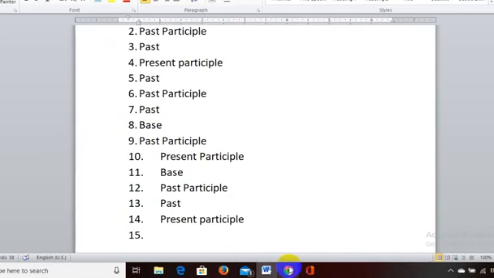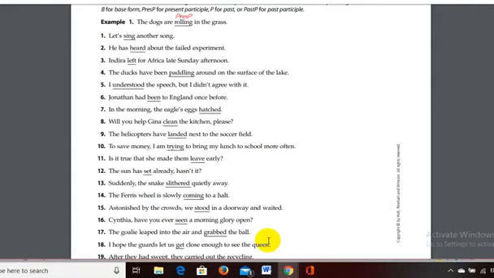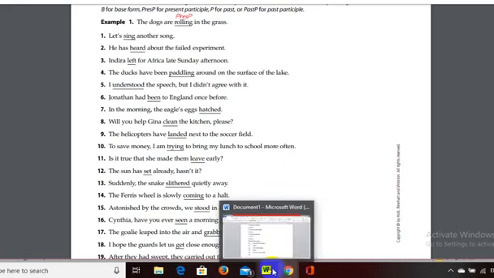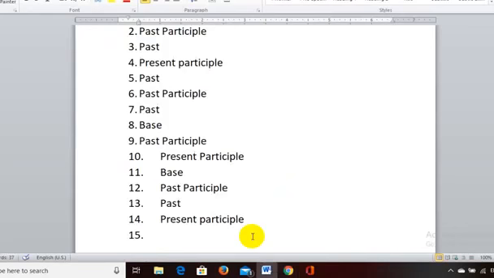Okay, number 15. Astonished by the crowds, we stood in a doorway and waited. We stood. Stood here is what? It's the past form of stand, right? So we're going to write past. Excellent.